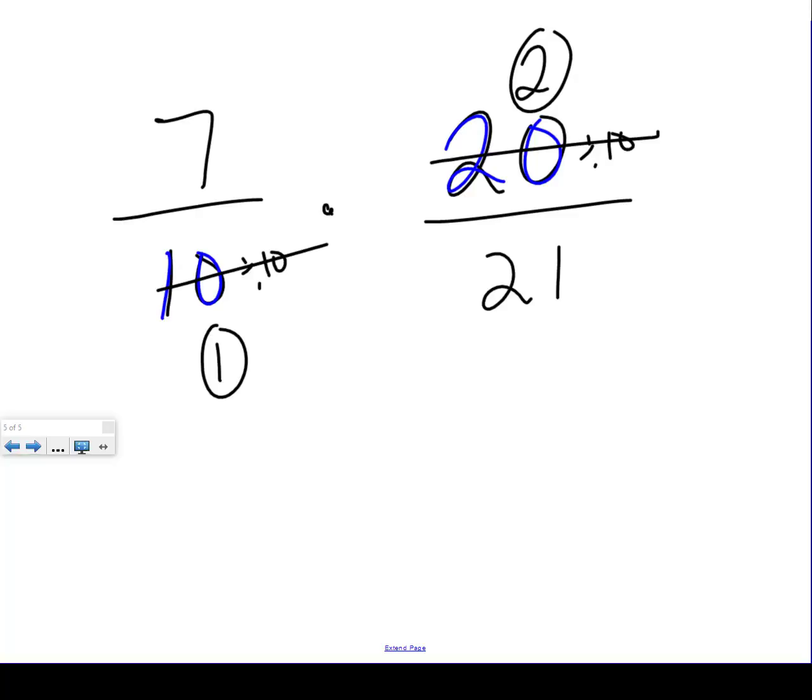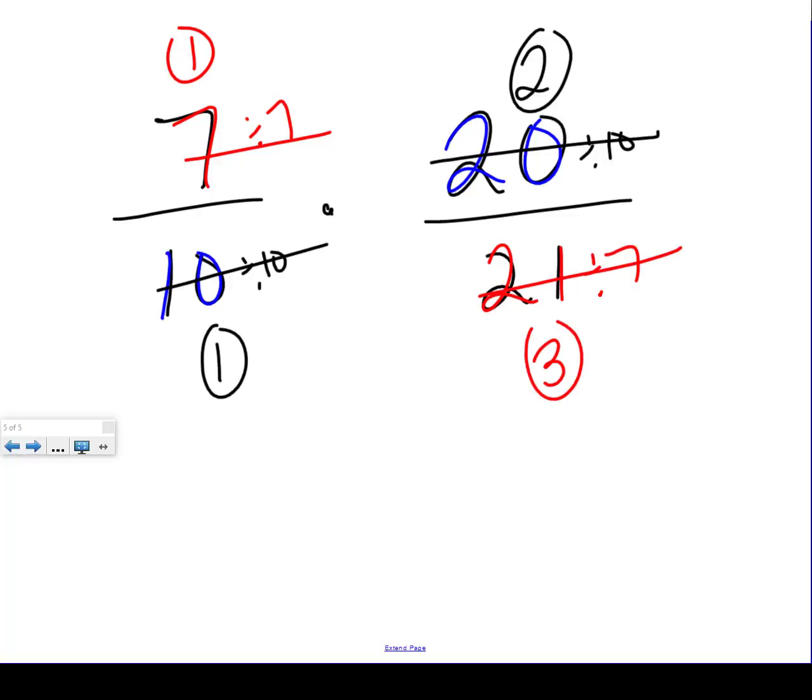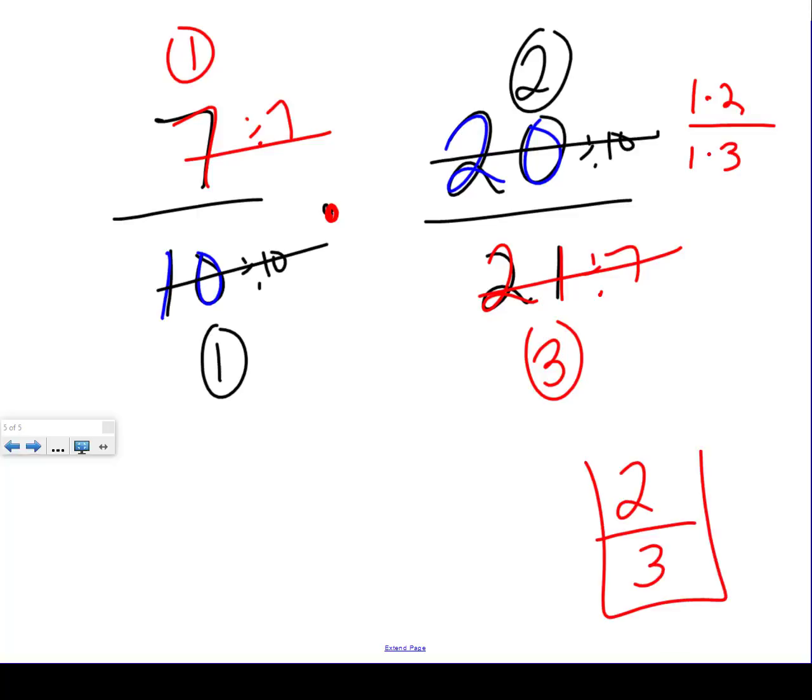In the other diagonal, I'm looking at 7 and 21. Well, they both can be divided by 7. And so 7 goes into 7 one time, and 7 goes into 21 3 times. So why do I have those circled numbers? Because remember, this is a multiplication problem, and I'm multiplying across the top 1 times 2 and across the bottom 1 times 3. So I end up with an answer of 2/3, or 2 over 3.